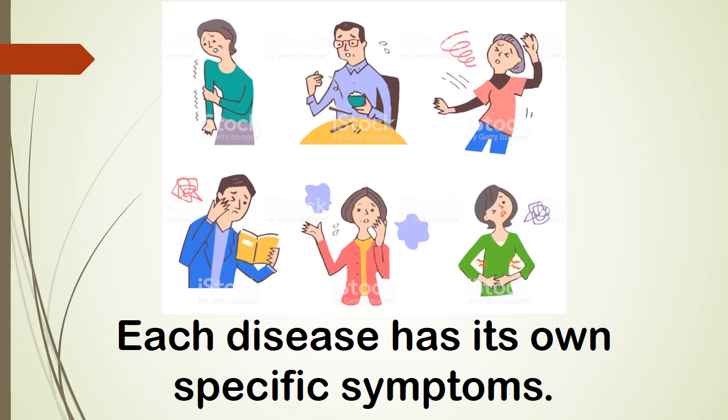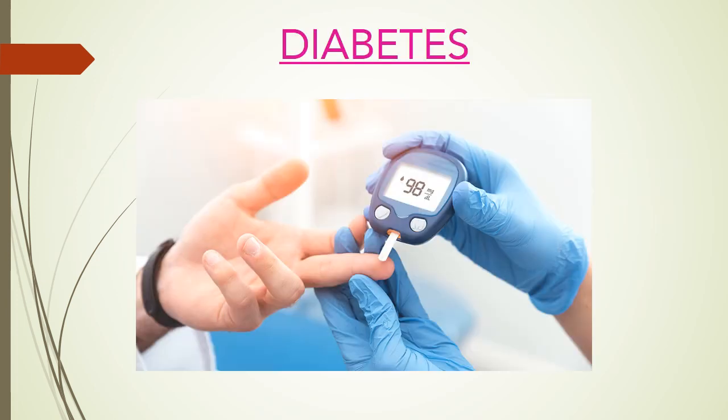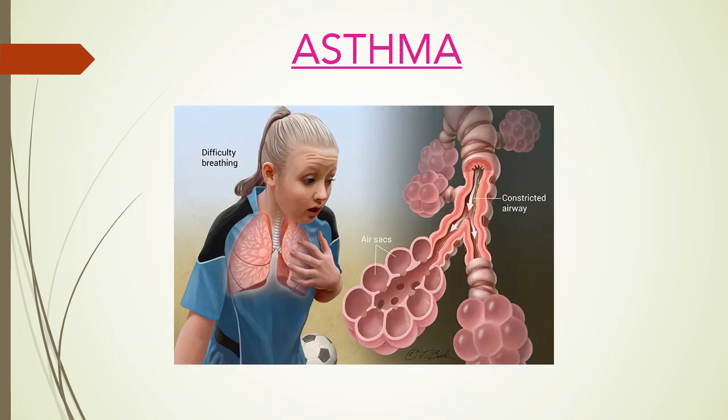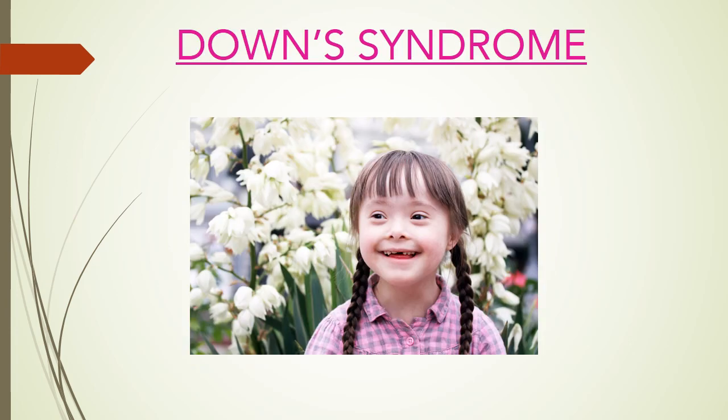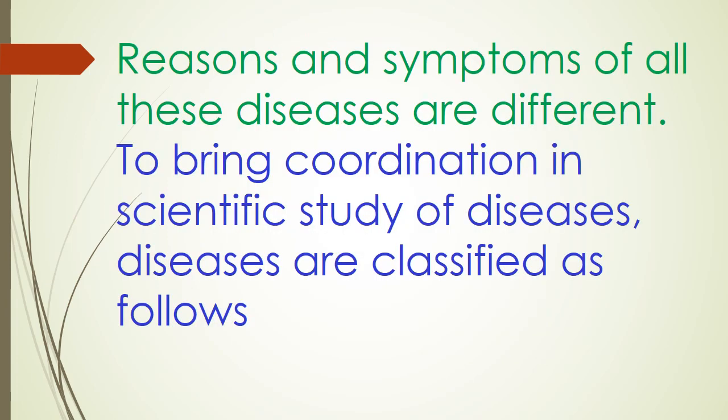Each disease has its own specific symptoms. You must have heard the names of various diseases like diabetes, common flu, asthma, Down syndrome, heart disease, etc. Down syndrome is a disorder causing developmental and intellectual delays. Reasons and symptoms of all these diseases are different.